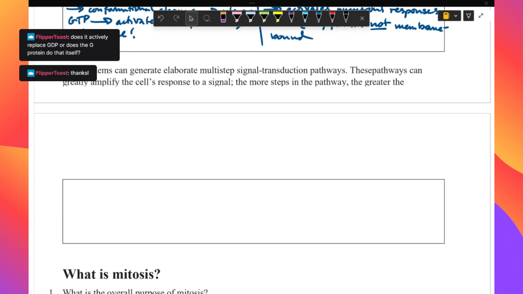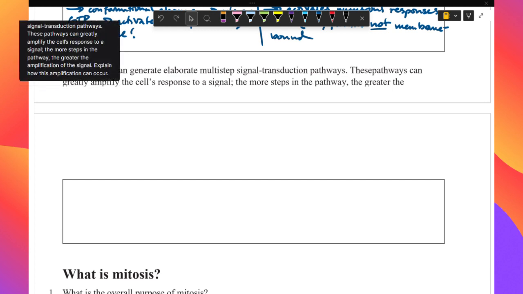The more steps in the pathway, the greater the amplification of the signal is what that's supposed to say. Explain how this amplification can occur.